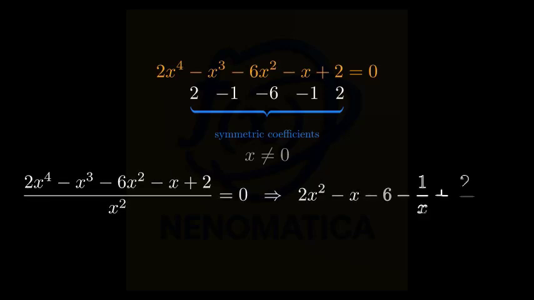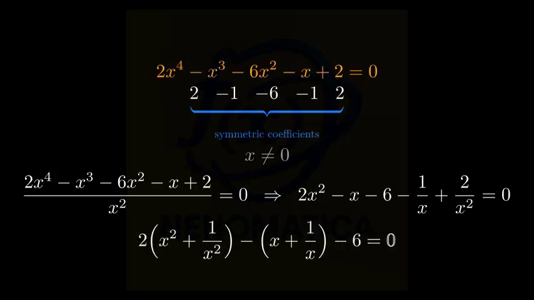Dividing everything by x squared gives 2x squared minus x minus 6 minus 1 over x plus 2 over x squared equals 0. Step 2. Group like reciprocal pairs to reveal the structure. 2 times the quantity x squared plus 1 over x squared, minus the quantity x plus 1 over x, minus 6 equals 0.